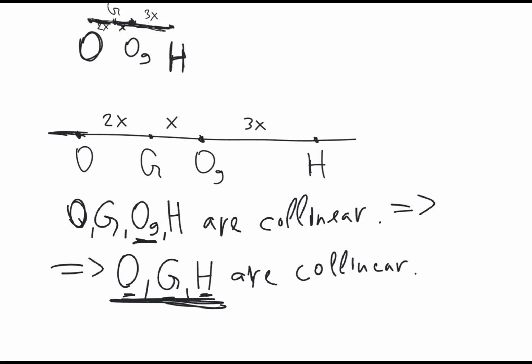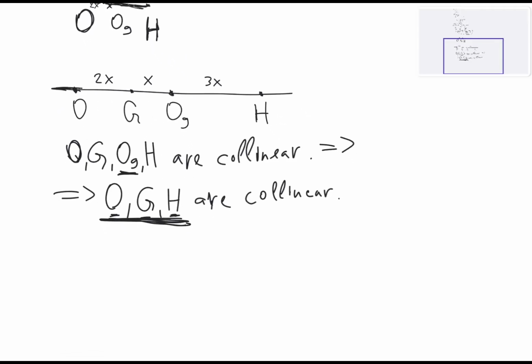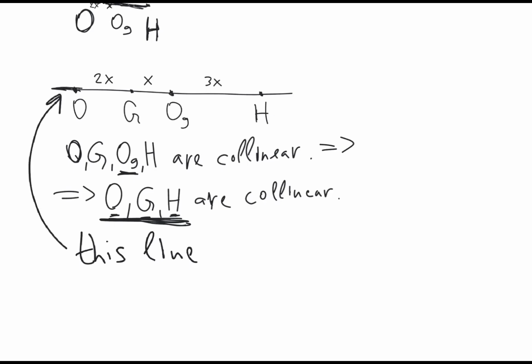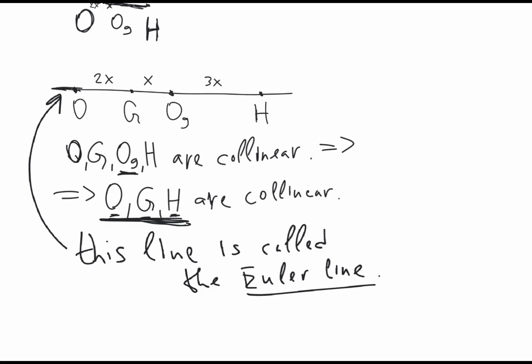And this line, on which all these 3 points and also the 9-point center O9 lie, this line is called the Euler line. So this line is called the Euler line.